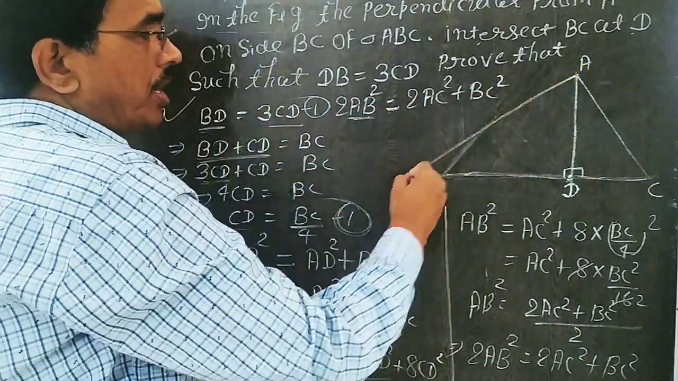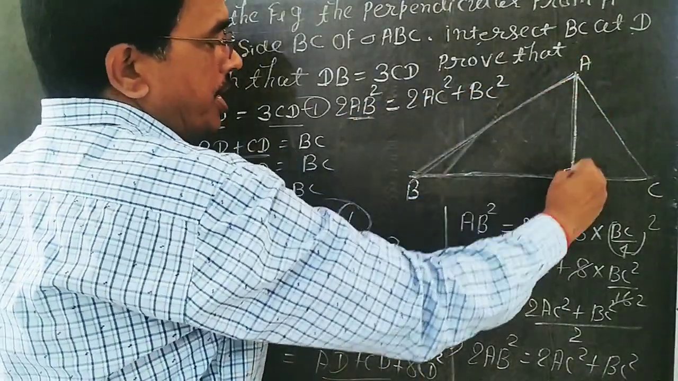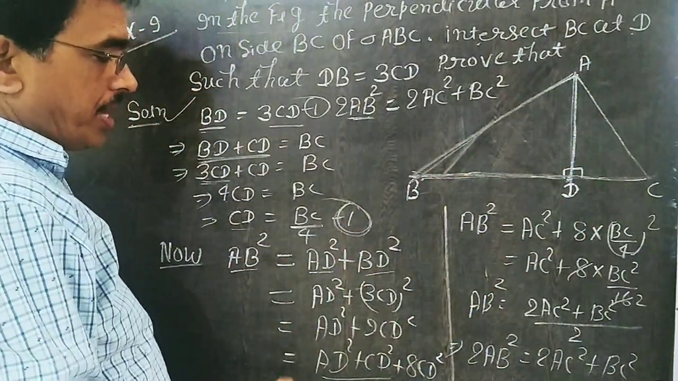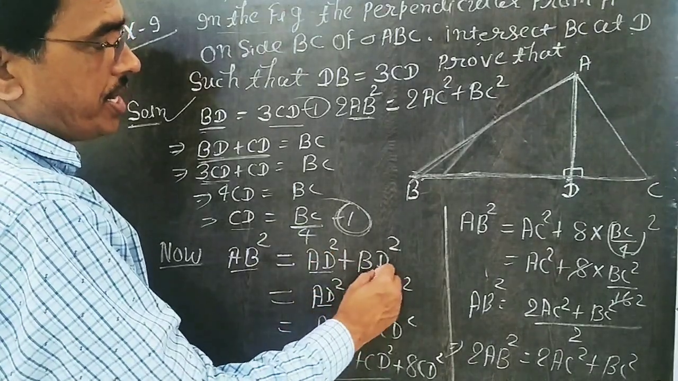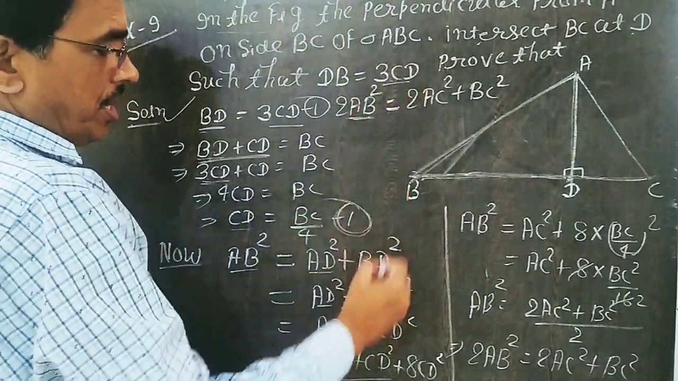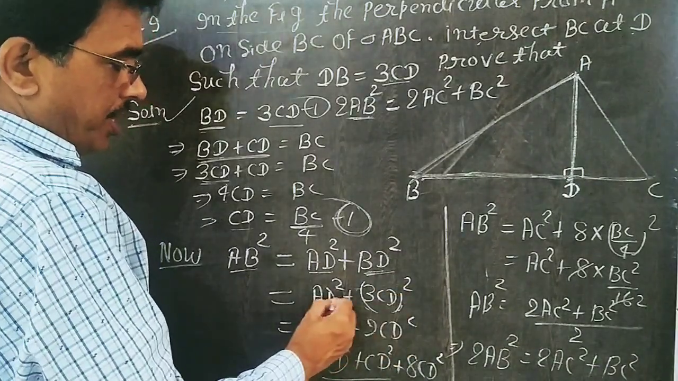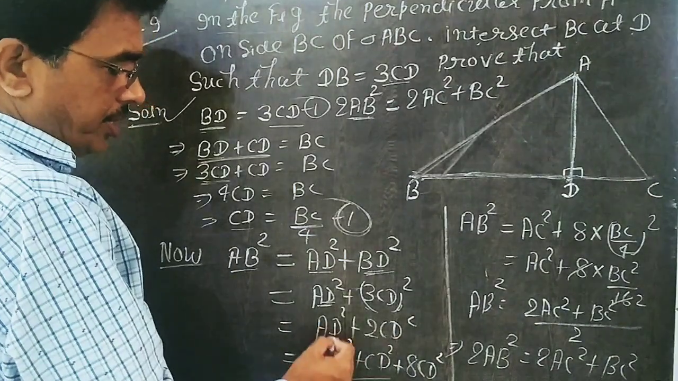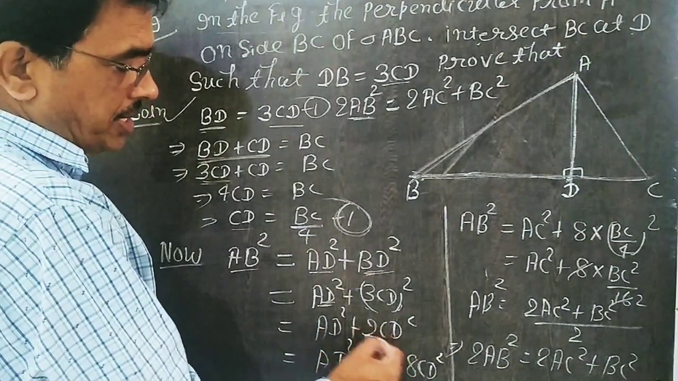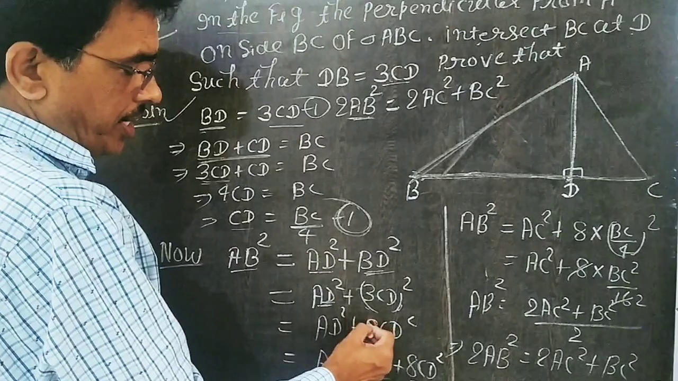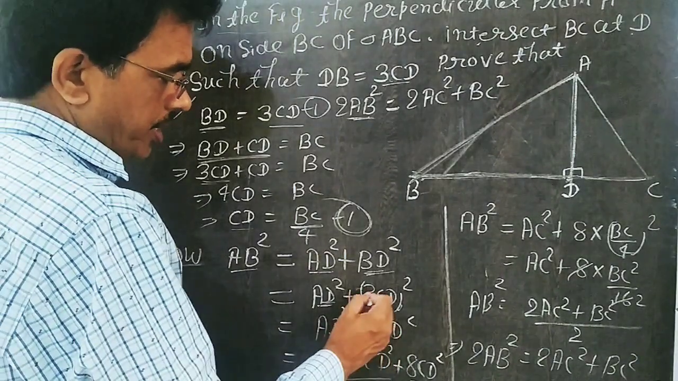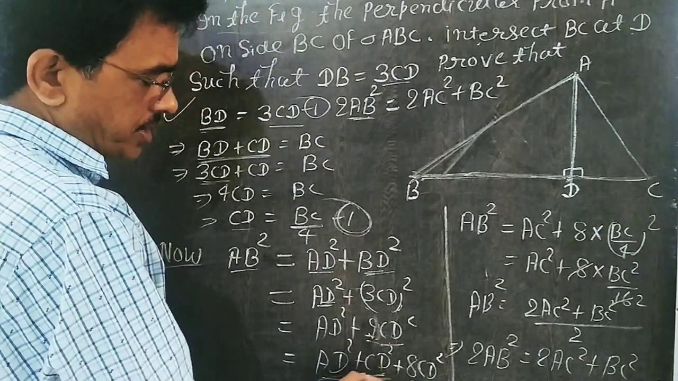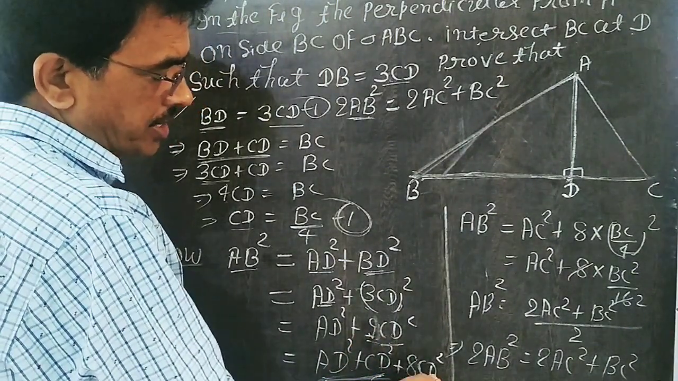So what is AB square? AB square is equal to AD square plus BD square. And BD is equal to 3CD, given in your question. So write here 3CD whole square. Then it is AD square plus 9CD square. Taking this CD square here, AD square plus CD square, the remaining is 8CD square, because 3CD whole square is 9CD square, you take one CD square and the remaining is 8CD square.